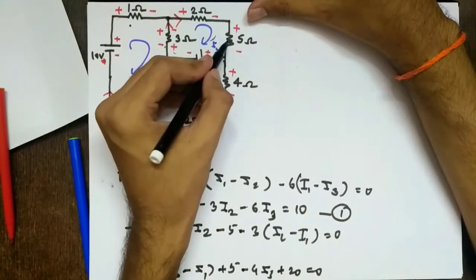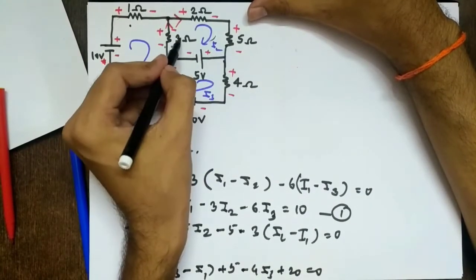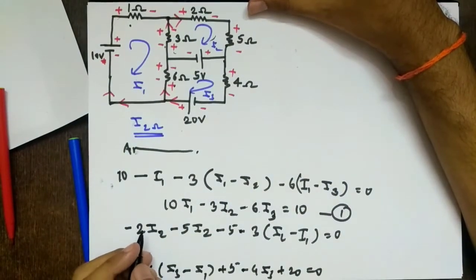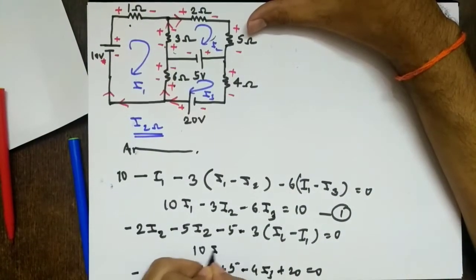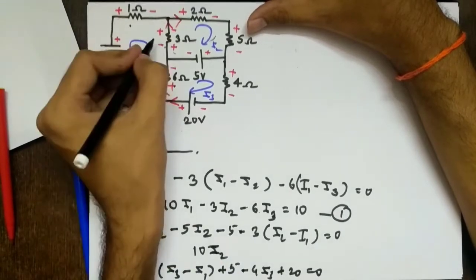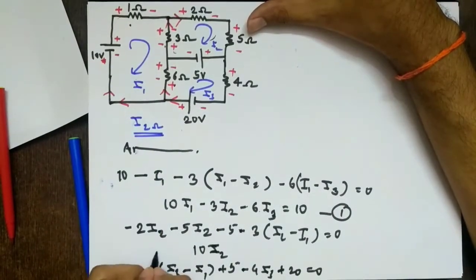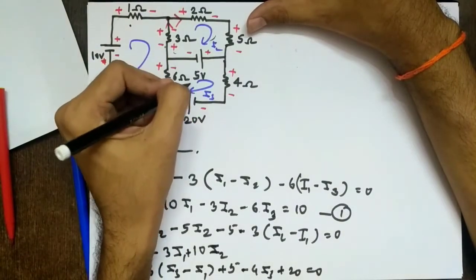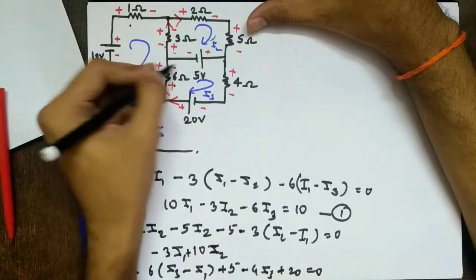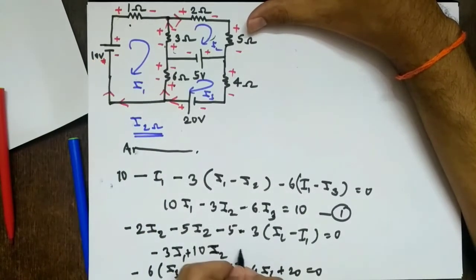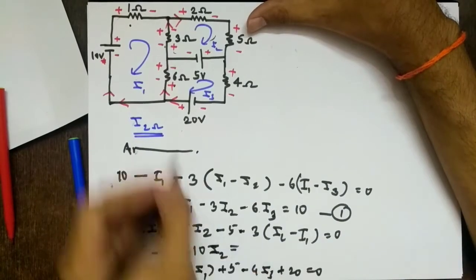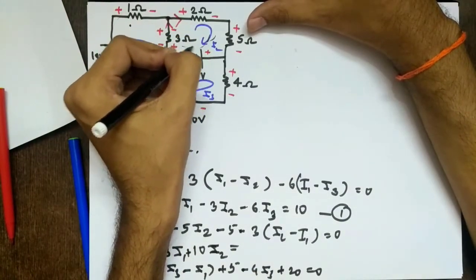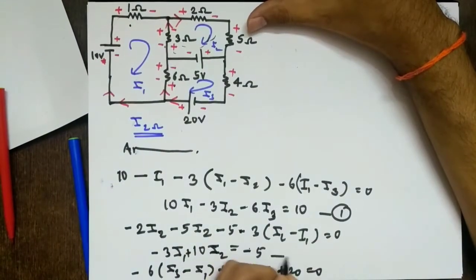Similarly, I apply it for the second loop. The total of the resistor values is 5 plus 3 plus 2, 10. So this is for what? The second loop. So it will come in the middle. So 10 I2. How much is shared with the first? Minus 3. So minus 3 I1 plus 10 I2. Shared with the third loop is nothing. So 0 I3 equal to the voltage source. We are going from plus to minus. So minus 5. Equation number 2. Similarly, you can do it here. You will get the same equation.